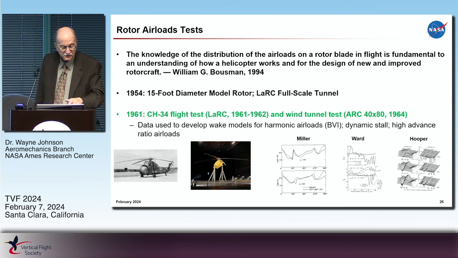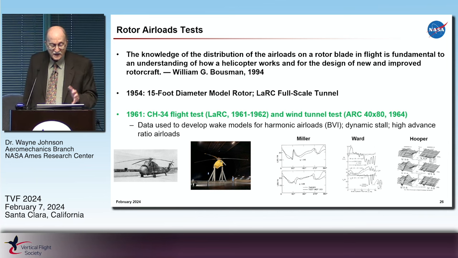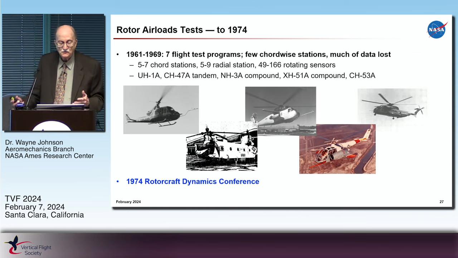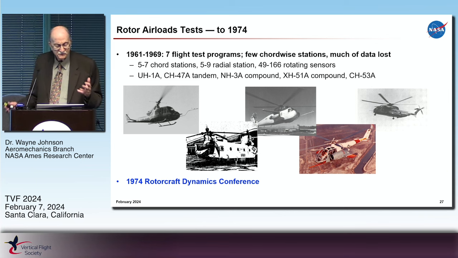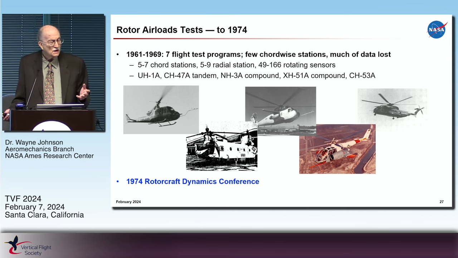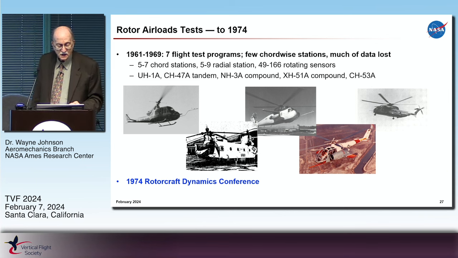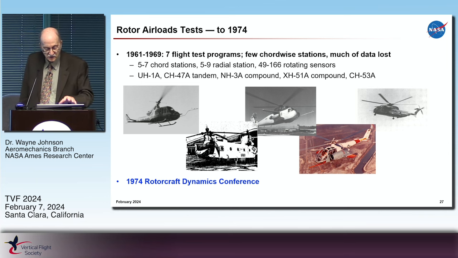And actually, in that time period before 1974, there were quite a few flight tests. But all of these were not as consequential as the H-34. Most of them did not have enough chord-wise stations to really give you good data. Most of them were not documented well. In many cases, the data is just plain lost. So it was something that we were doing a lot of at the time. It's just the H-34, especially because it was documented, was a milestone. And that brought us to 1974, where we had that data in hand.